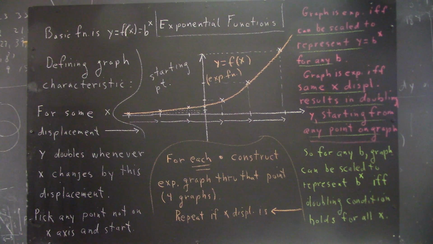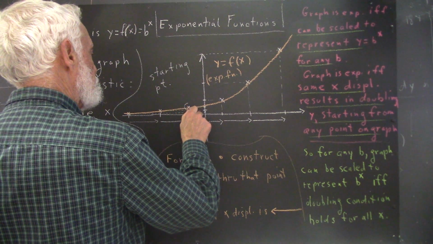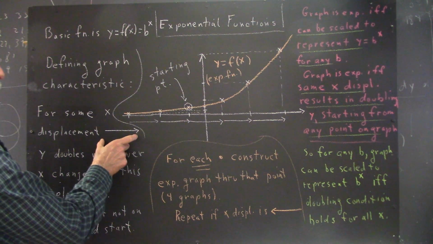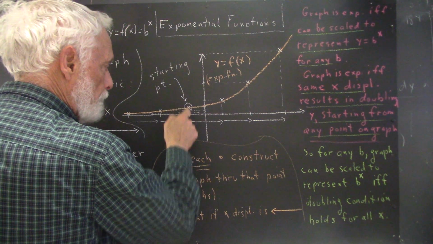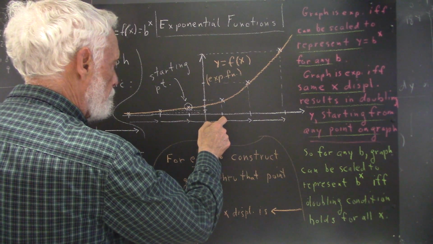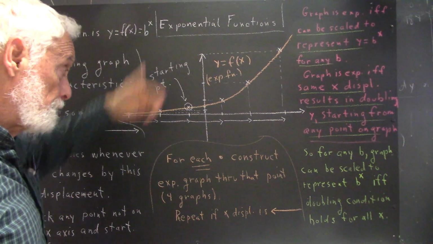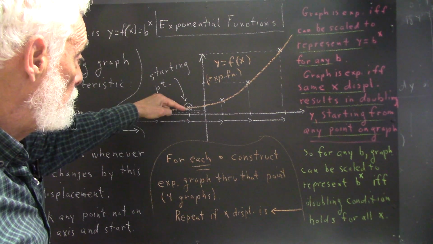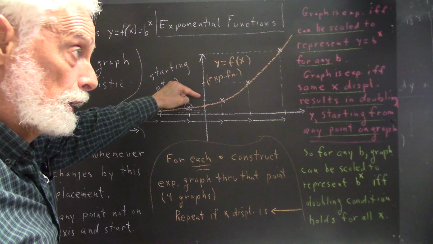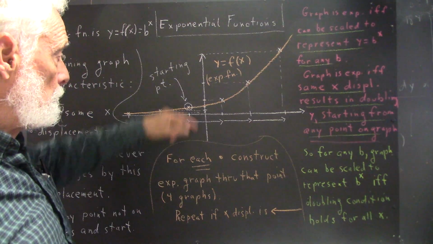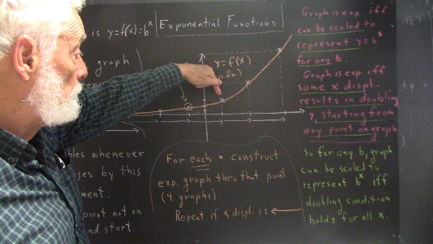So, in order to construct the graph, we pick any point not on the x-axis and start. Now, when I constructed this earlier, this was my starting point. So I applied this x displacement from the x-coordinate of this point, got the x-coordinate of my next point. What do I know about my next point? The y-coordinate has to double. So here's the y-coordinate of this point. Here is double the y-coordinate. We're used to doubling. We know we can do it with compass and straight edge. Very straightforward. So we now have this point on the graph.